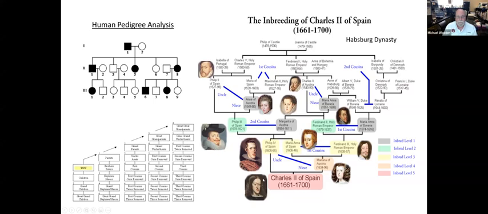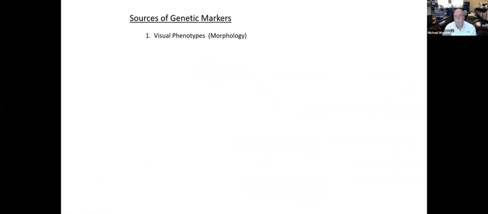And there were lots of traits. You can actually go back and see this big classic chin that was found here. You can follow those back to where it came from, Margarita back in here, and Charles II. So there are these morphological traits that you can actually follow if you can put the pedigrees together. All right, so visual markers.